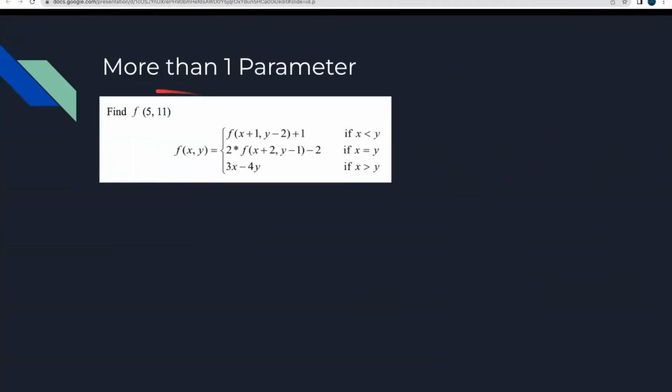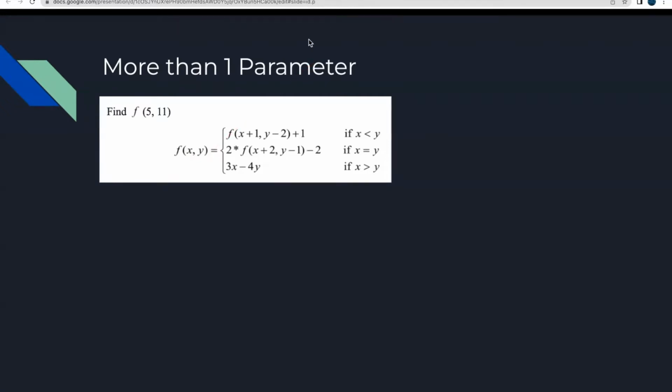The next kind of problem is if you have more than one parameter. In this case, you notice f has a little comma and then a y next to it. It's just a list of parameters here. They could have whatever name. Usually you only go up to either x or x and y. You might get z, but that's a little bit more rare.